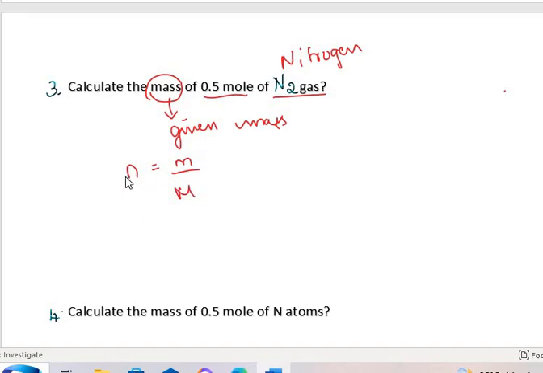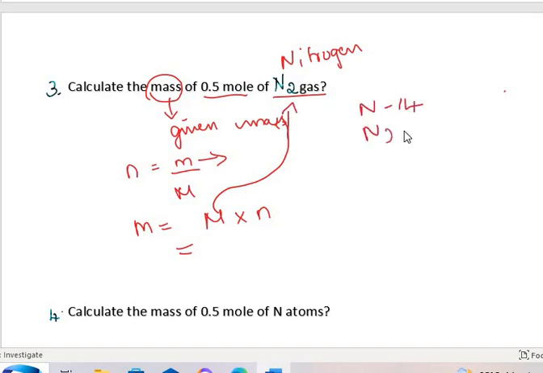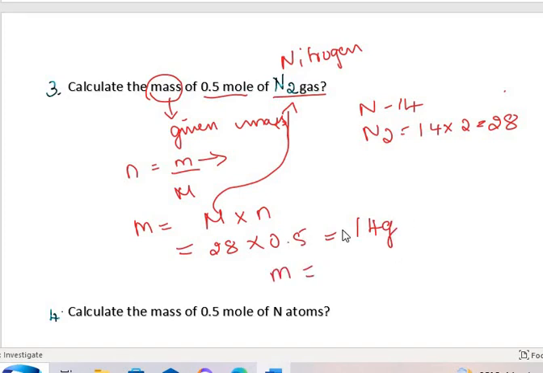Now what is the moles they have given? We need to find the given mass. So the formula can be written as small m is equal to capital M into the number of moles. What is the molar mass of the N2? Nitrogen molar mass is 14. For N2, that is 14 into 2, it will be equal to 28. So 28 into the number of moles given, 0.5, you will get 14 grams. So the mass of the nitrogen is 14 grams.